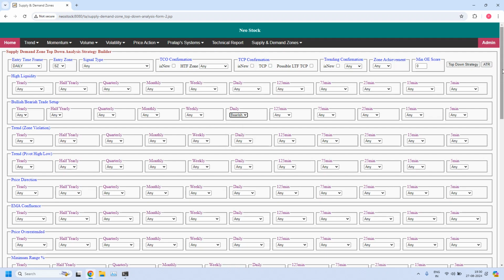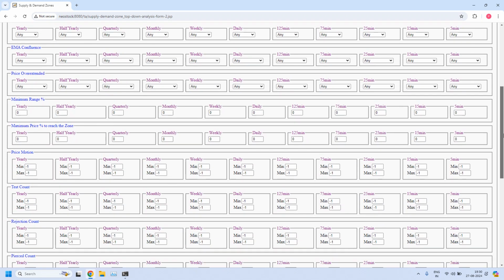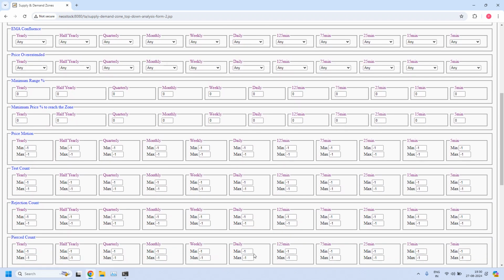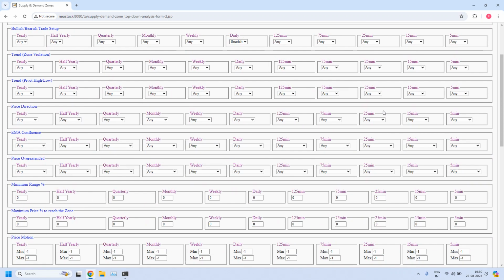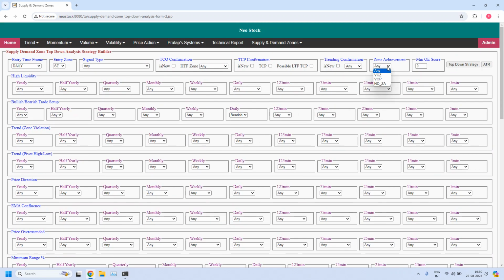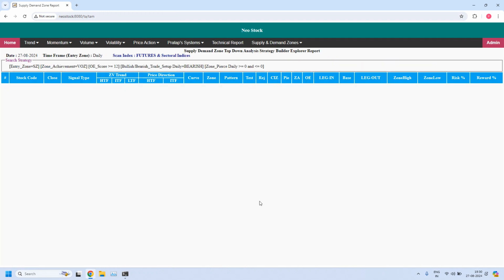This daily supply zone should not be pierced. So in the pierced count, in the daily time frame, I am adding minimum value 0, maximum value 0, which means the zone is not pierced. Zone achievement is violated opposing zone. Minimum odd enhanced score is 12. All the 3 filters are applied to daily supply zone. Now let us filter the stocks. Currently none of the stocks are supporting bearish trade setup for monthly income trade.